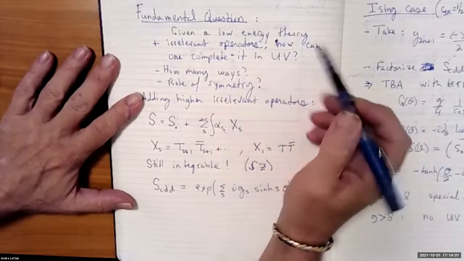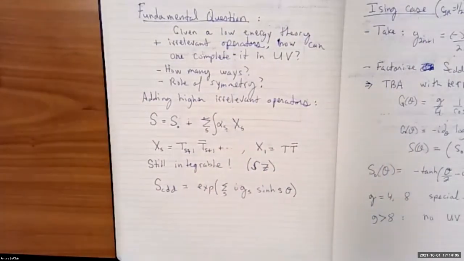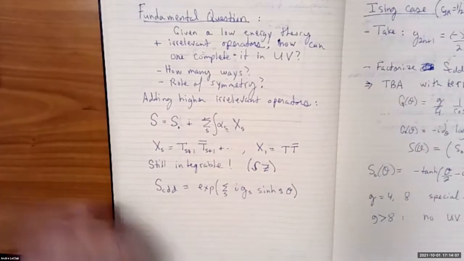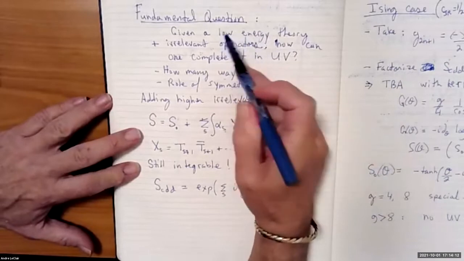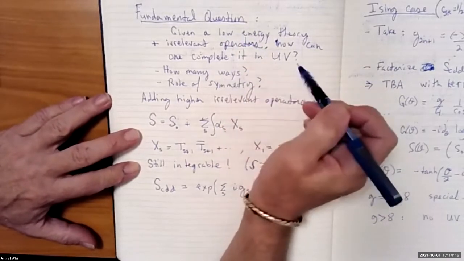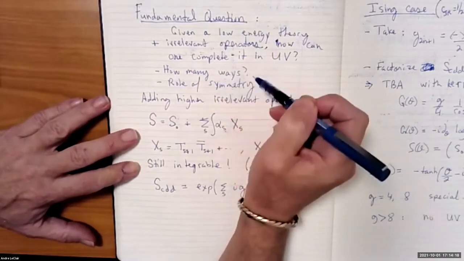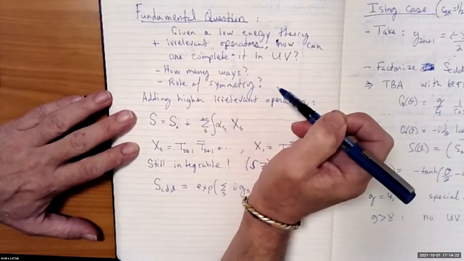That's one thing. But I'm going to try to be more specific here, where we have integrability to work with, and which helps. So this question, I think, is pretty well posed. How can you complete it in the ultraviolet? Is there more than one way to complete it? What's the role of symmetry here? Okay.